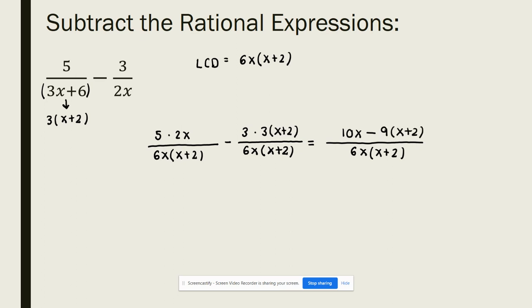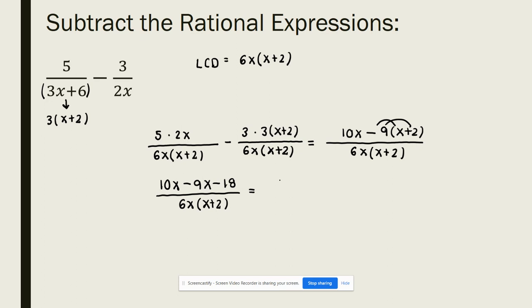x plus 2. Notice that I want to get rid of the parentheses in the numerator so I can start combining like terms, but it's not just the 9 that gets distributed, it's a negative 9. So that gives us 10x minus 9x minus 18 on the top. I never want to multiply out the denominator. I want to keep it as the LCD.